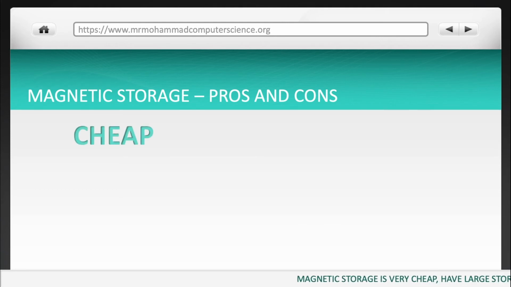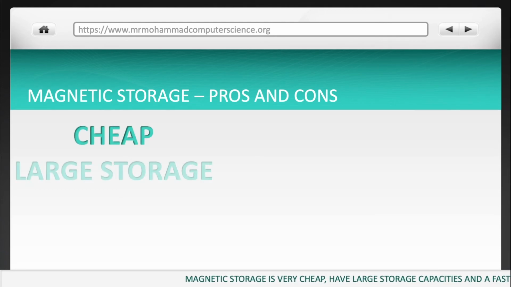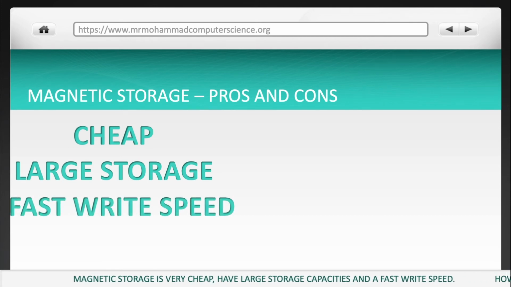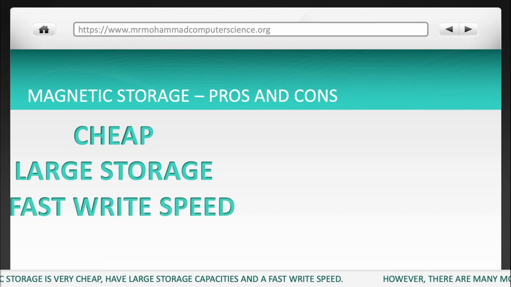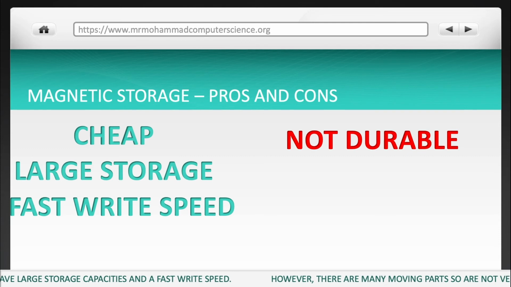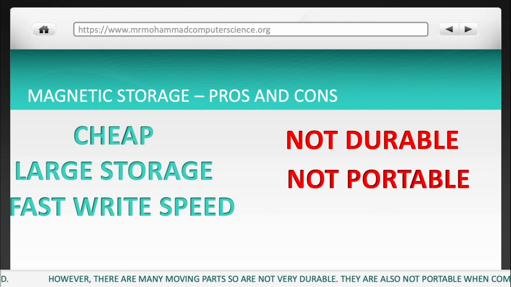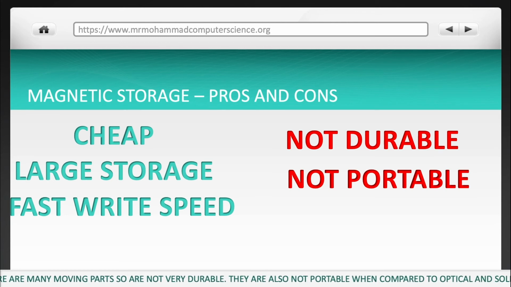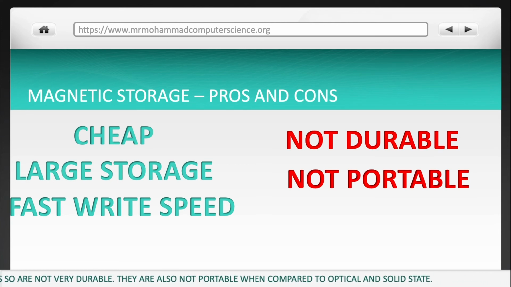Magnetic storage is very cheap. They have large storage capacities and a pretty fast write speed. However, there are many moving parts, so it's not very durable. They are also not portable when compared to optical and solid-state storage.